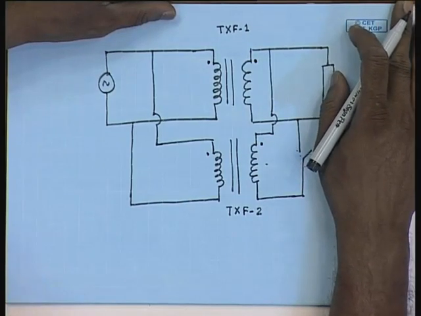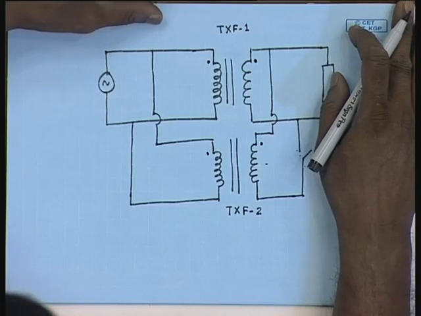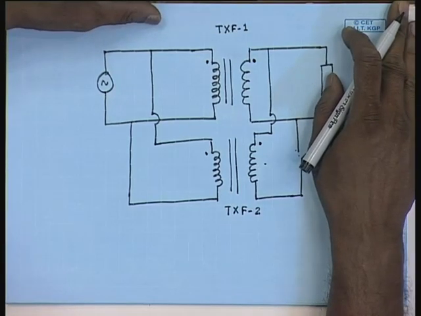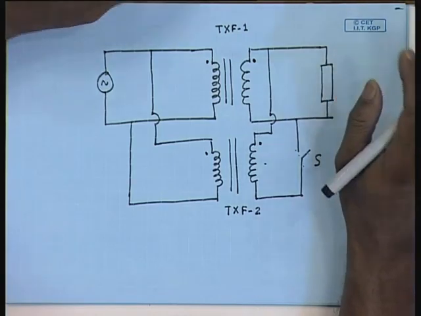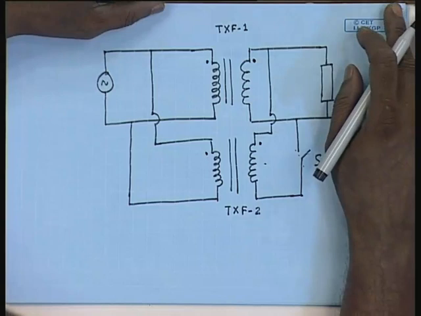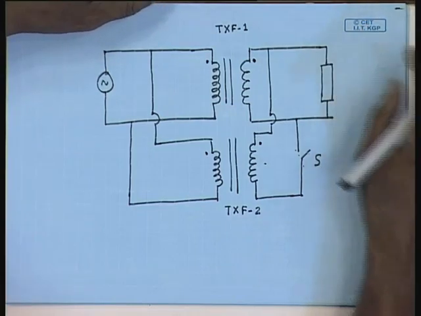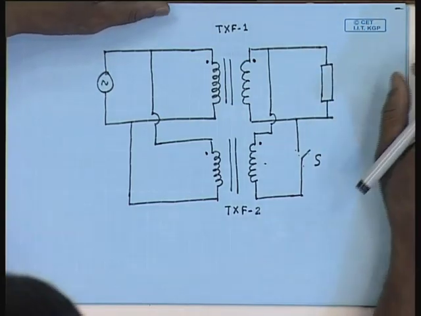So before connecting the transformers in parallel, their instantaneous polarities should be checked and connected accordingly. This is the first condition for connecting two transformers in parallel. But this is not all.